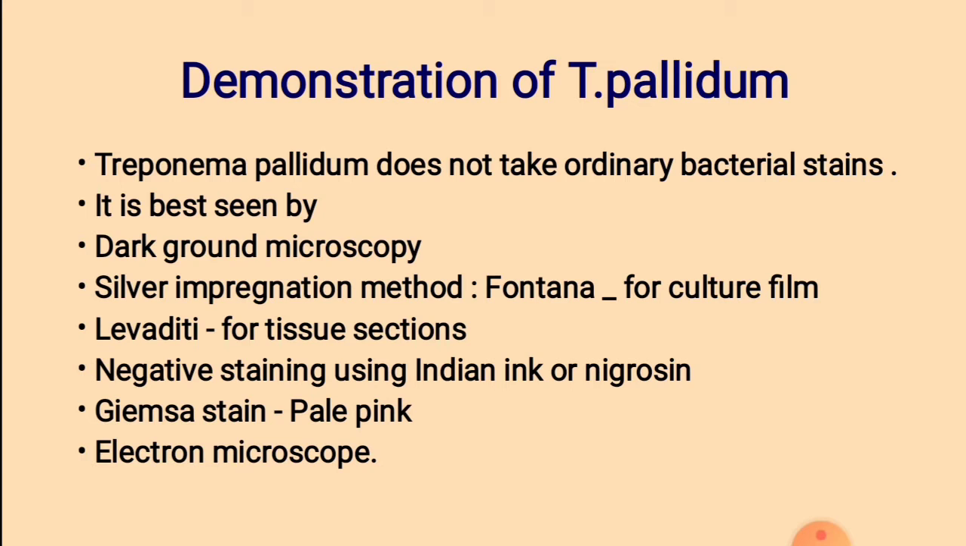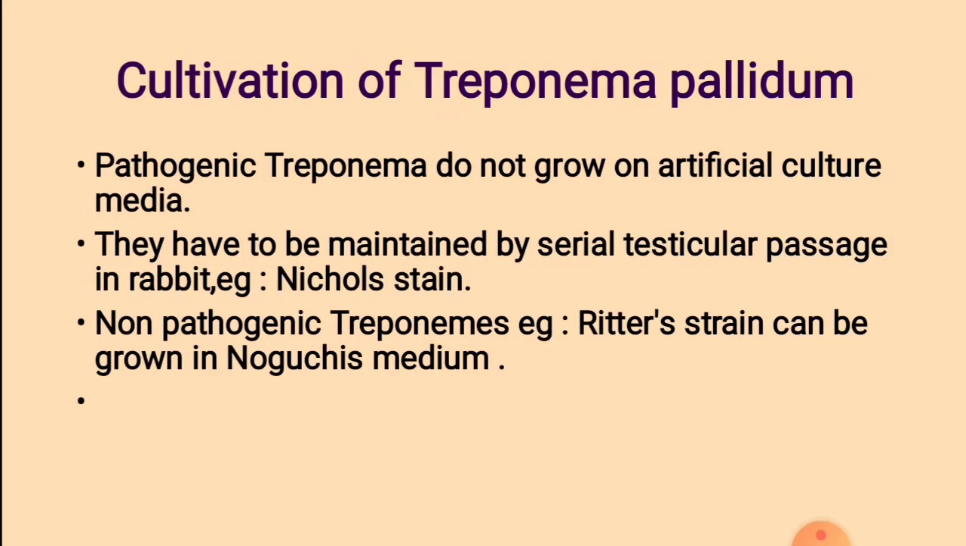The negative staining method using Indian ink or nigrosin. Then on Giemsa staining, they form pale pink organisms. And electron microscope is also used for the demonstration of Treponema pallidum.